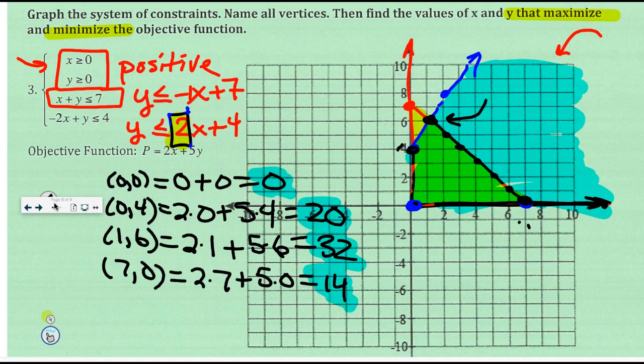So now I have to answer the question. For this one, it said to find the maximum and the minimum. So make sure you go over here and say max. The biggest was 32, and that was at 1, 6. So 1, 6. The min occurred at 0, 0.